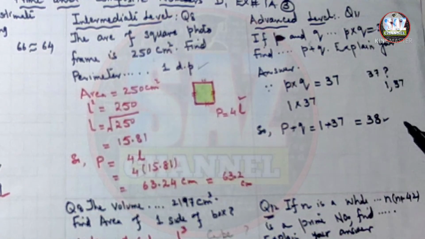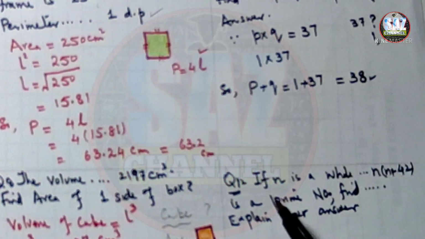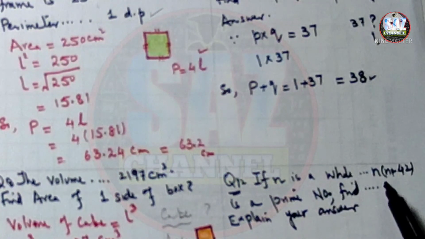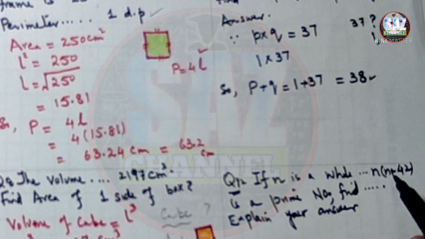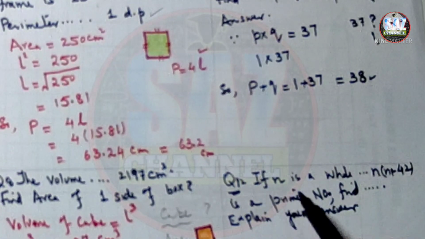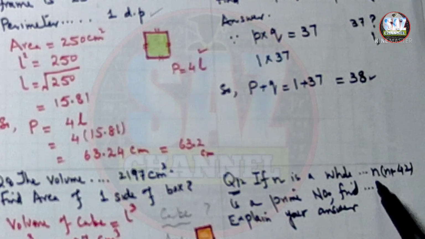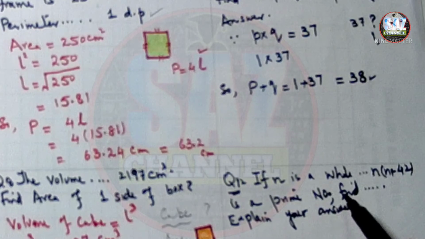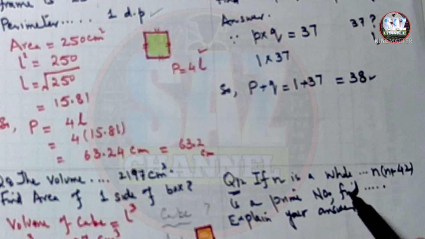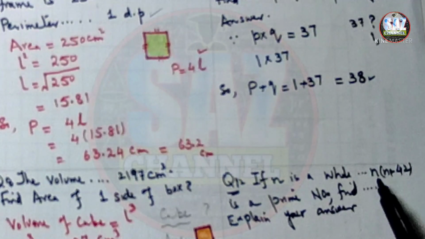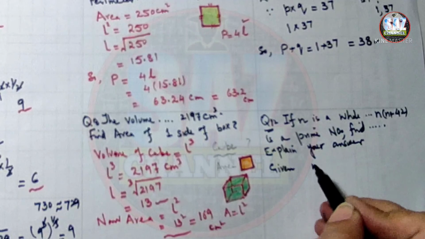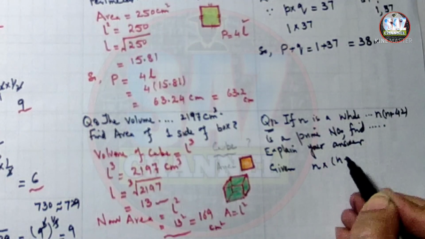Moving to the next question. The next question says, if n is a whole number such that n multiplied by n plus 42 is a prime number. Okay, n is a whole number, but n into n plus 42 is a prime number. Find the prime number and explain your answer. Now the given expression is n into n plus 42.